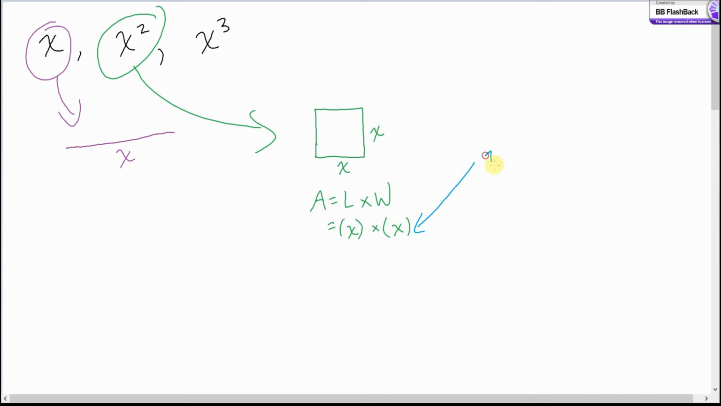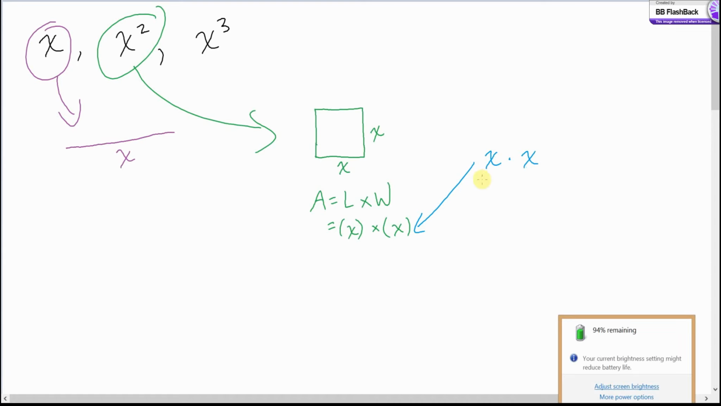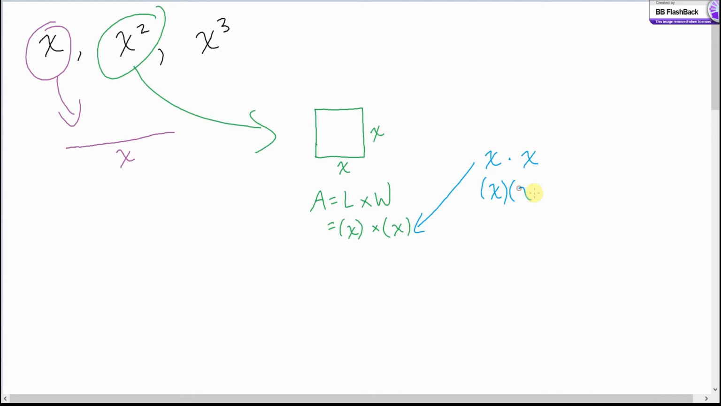So sometimes we do x dot x, and that means x times x. Sometimes we just do brackets. But the best thing to do is to simplify this. X times x. What does that simplify to? Is it 2x? Is it x squared? Well, that can be a little bit confusing.